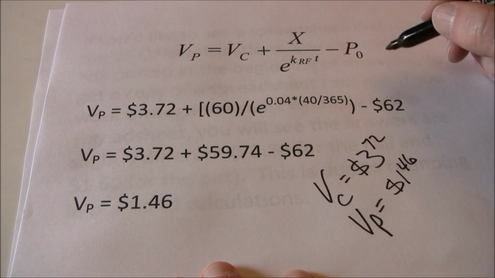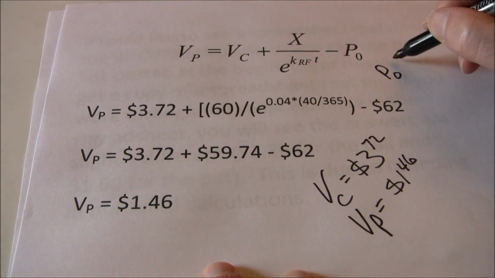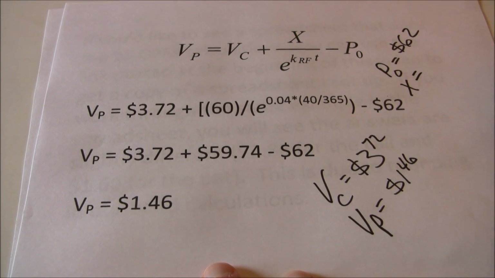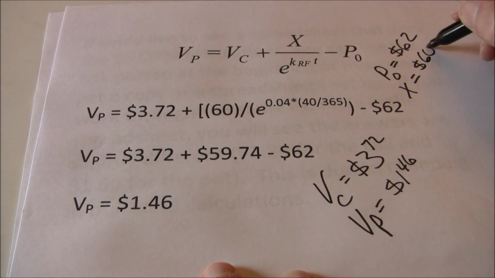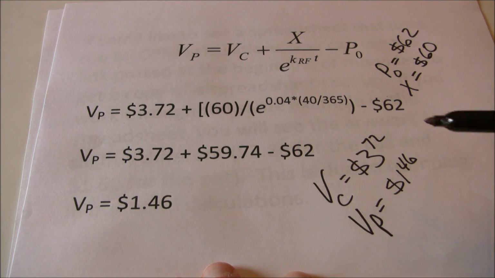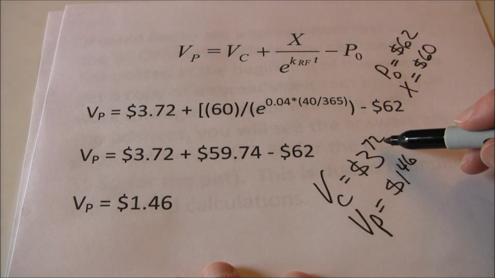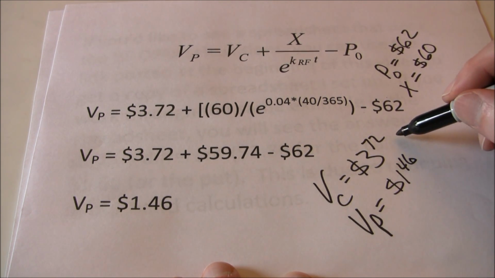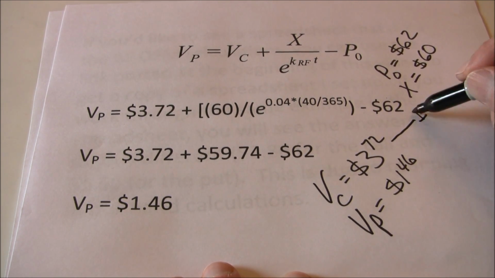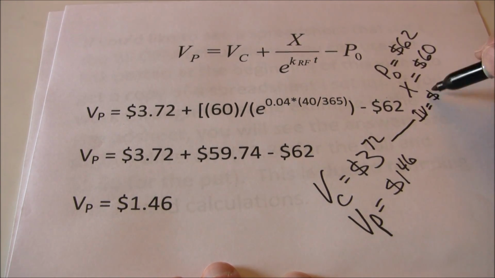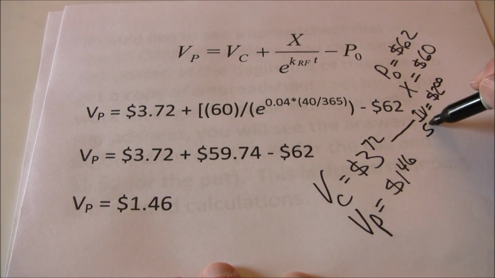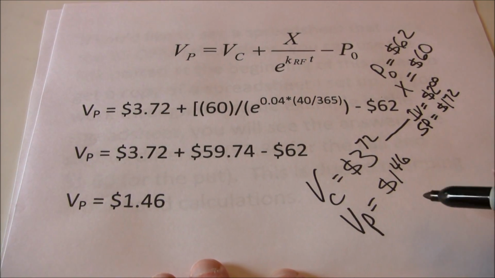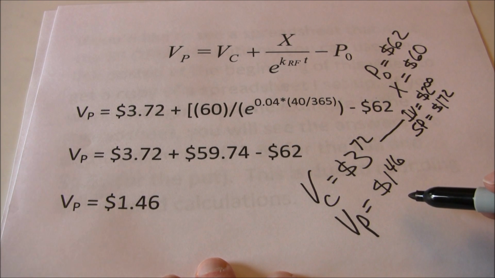Now that makes sense because remember our stock price was $62, the exercise price was $60. So this call option was in the money. It had an intrinsic value of $2. So our speculative premium then is $1.72. Intrinsic value $2. Speculative premium $1.72. The put option was out of the money.